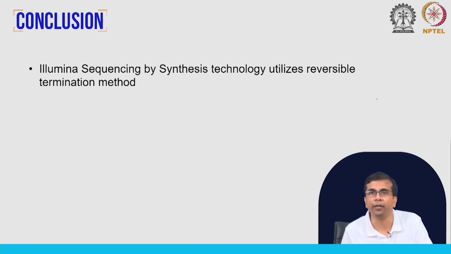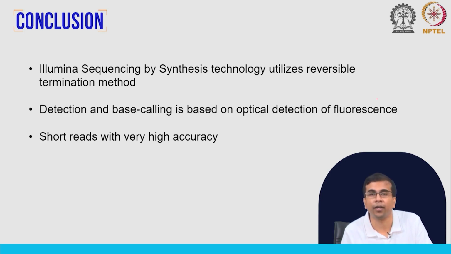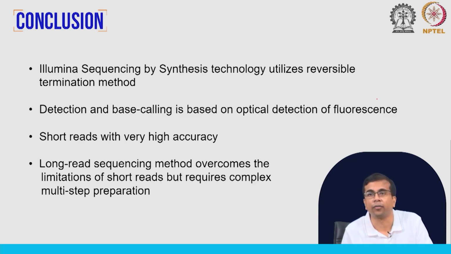To summarize, we have seen that Illumina sequencing utilizes the sequencing by synthesis method and is based on reversible termination technology. This allows for very accurate sequencing, and here the base calling and detection is based on optical detection of the fluorescent signal, and again this chemistry is evolving with time. We get highly accurate data, but the reads are short. To address that, Illumina has developed long read sequencing, which overcomes the limitation of short reads. But again, this requires multi-step preparation, which is quite complex. You have seen you need this landmarking process, etc.